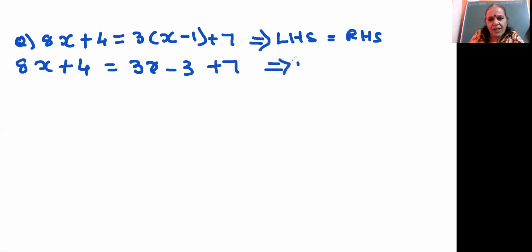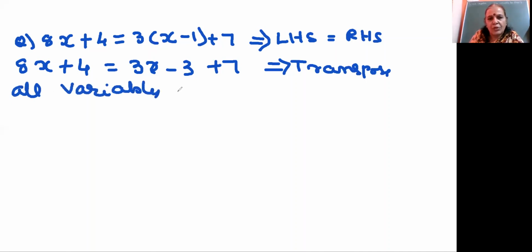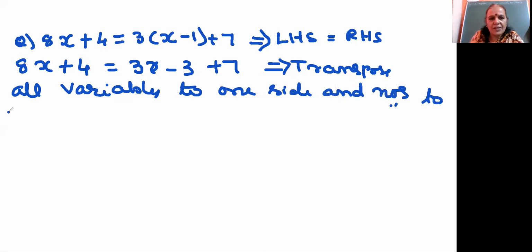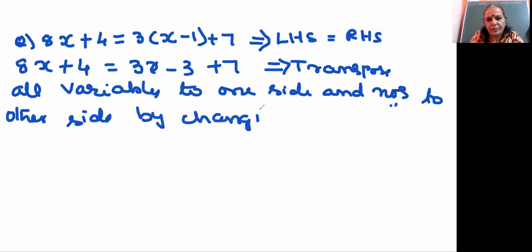Next step is transpose all variables to one side and numbers to other side by changing sign. Bring all the variables to one side and numbers to other side by changing sign.